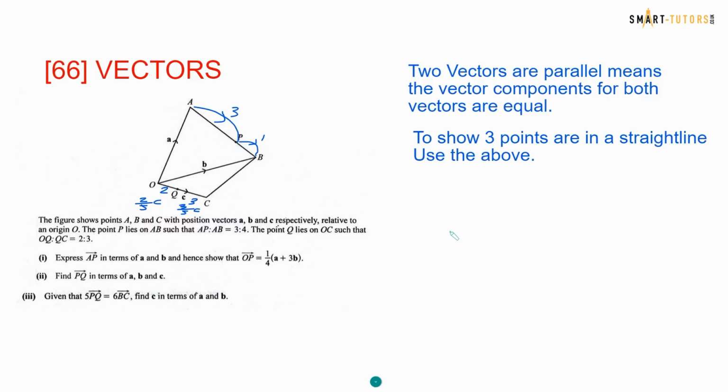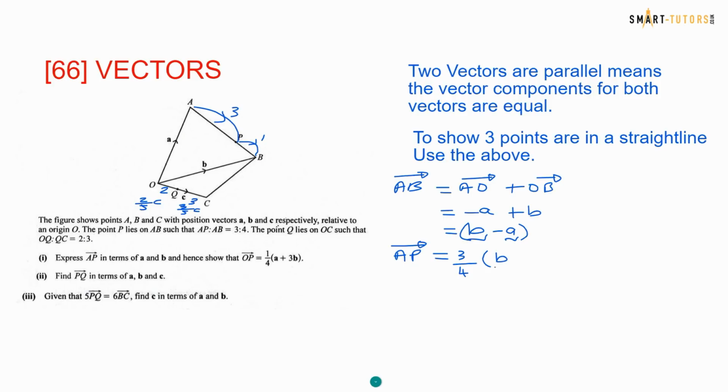So first of all, we need to find out what AB is. AB is the vector from A to O plus O to B. A to O we know is minus A, O to B is B. So B minus A. That is the vector of A to B. Now after you find that one, A to P is 3/4 of B minus A.